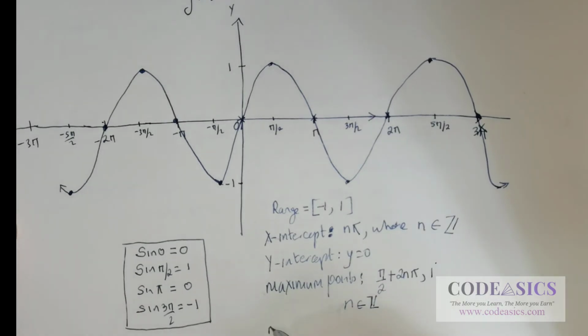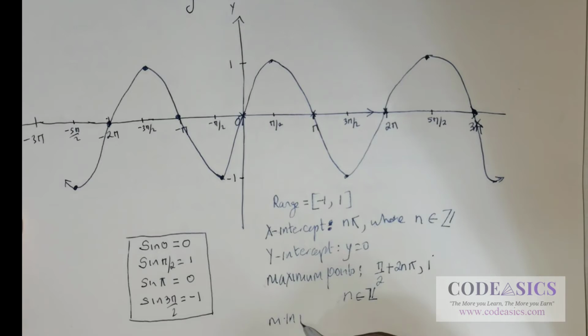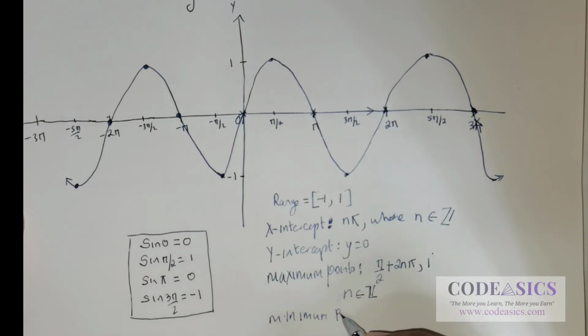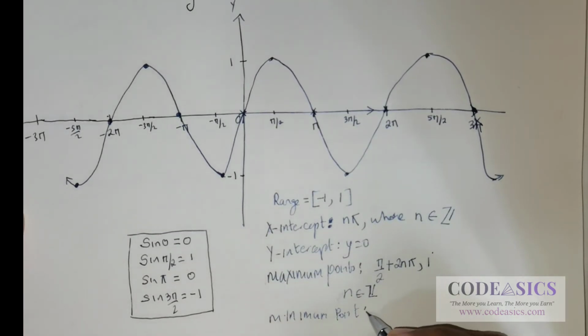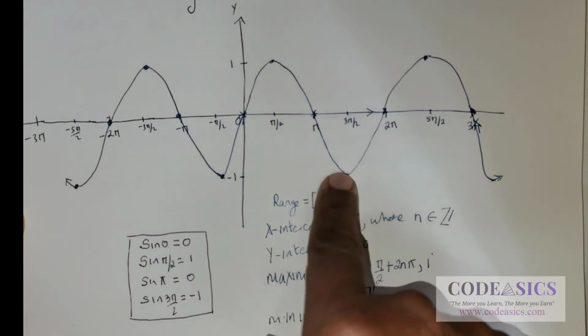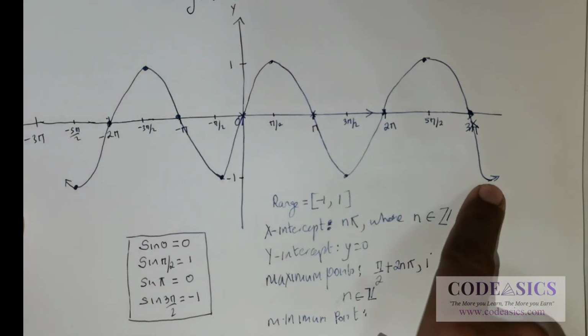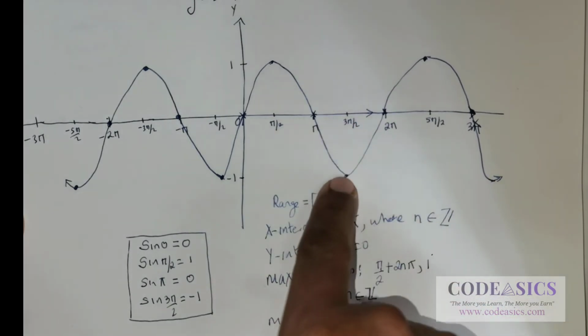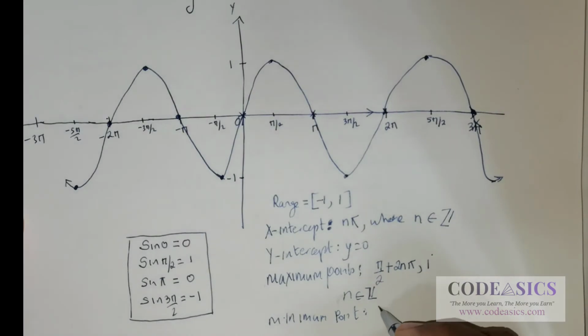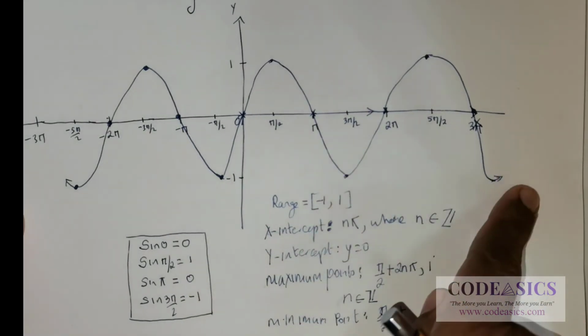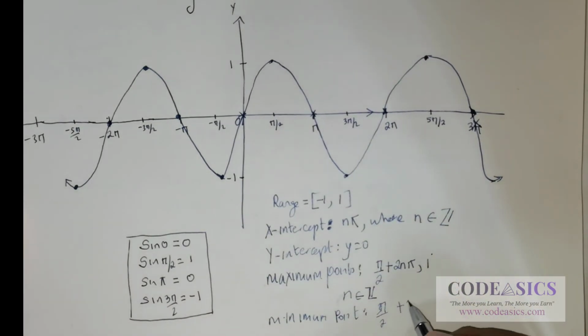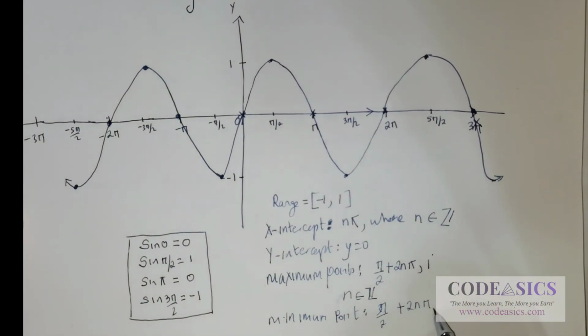So next is the minimum point. Where do we have the minimum point? We are having a minimum point here, and we will also have a minimum point over here. The first minimum point is occurring at 3 pi over 2. So I can place that 3 pi over 2 plus 2 times n times pi, it will repeat itself, and the minimum value is -1.